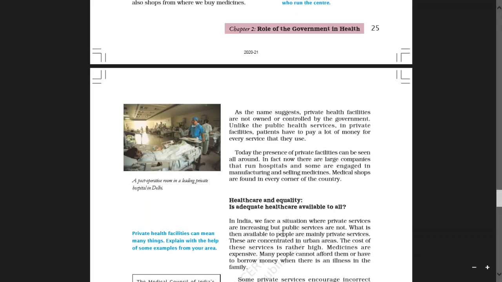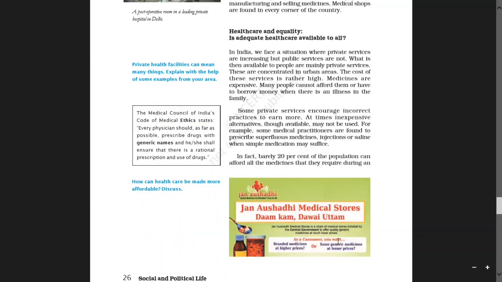What is then available to people are mainly private services, as public services are not increasing. These are concentrated in urban areas, and you will find these private services mostly in the city areas.